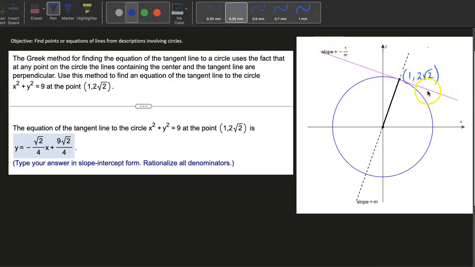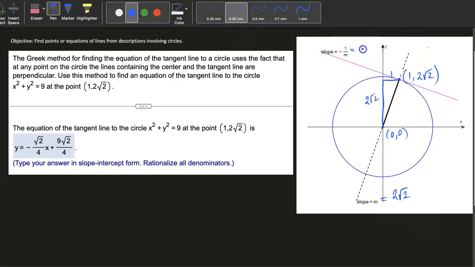Now I grabbed this image from View an Example from the same problem, and I've only updated it here to show our particular point of tangency, which is (1, 2√2). So the first thing that we're going to do is find the slope of the line from the center, (0, 0), of this circle to the point of tangency, and I could just use rise over run for this to determine slope. So in this case, I would rise 2√2 units, run 1 unit. So the slope of that line is 2√2 over 1, or just 2√2. We know that perpendicular slopes are opposite reciprocals.